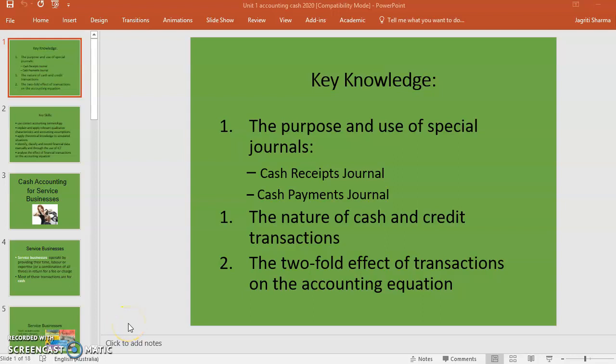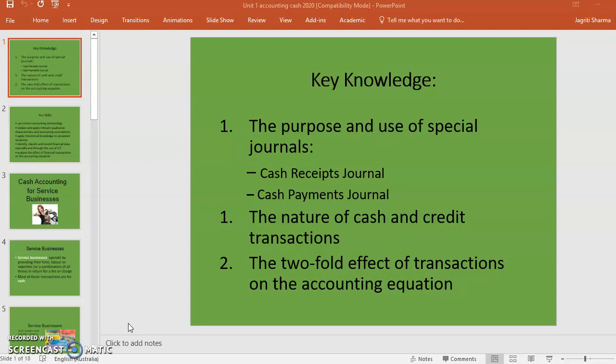Hello everyone. So today we are going to learn about the purpose and use of special journals, and we are going to do only two journals today, which is cash receipts and cash payments journal. We are also going to learn about the nature of cash and credit transactions and the twofold effect of transactions on the accounting equation.